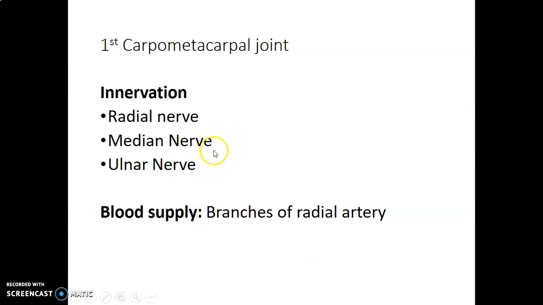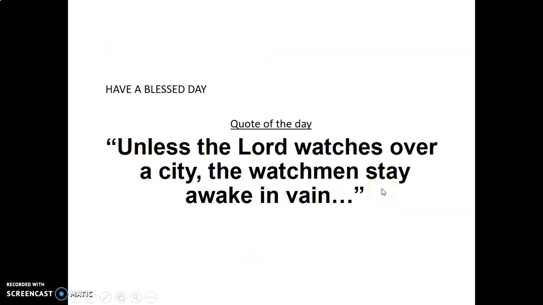Again, obeying Hilton's law, this joint is innervated by the radial nerve, median nerve, and ulnar nerve. Remember, the muscles of the extensor compartment cause movement at this joint, so radial nerve. The thenar muscles such as opponens, median nerve, and then some element of ulnar nerve because of adductor pollicis that has dual innervation. What's the blood supply to the first carpometacarpal joint? Mainly the radial artery.